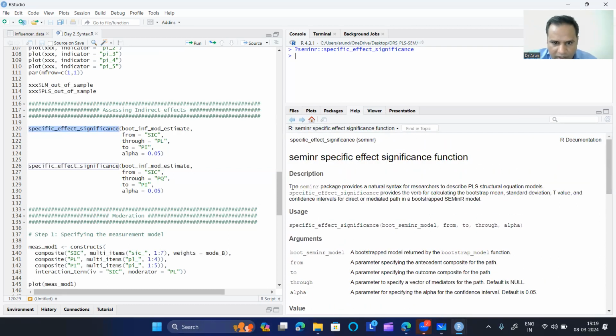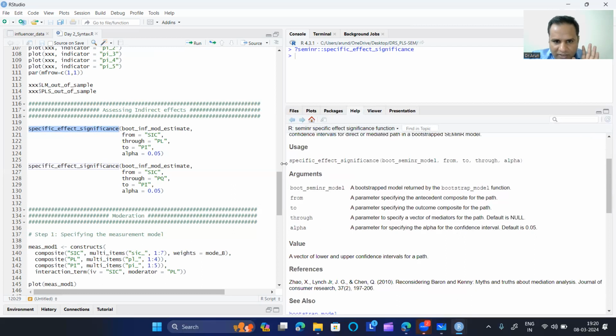So the seminar package provides a natural syntax for researchers to describe PLS structural models. Specific underscore effect underscore significance provides the verb for calculating the bootstrap mean, standard deviation, p-value. You can do the specific indirect effect manually also. But p-value, t-value, confidence interval you can't calculate manually because that is based on bootstrap procedures. So let's say you gave a bootstrap of 10,000 subsamples. The software is going to generate 10,000 results. It will test the result 10,000 times. And if many times it is significant, then it will give you a significant result.